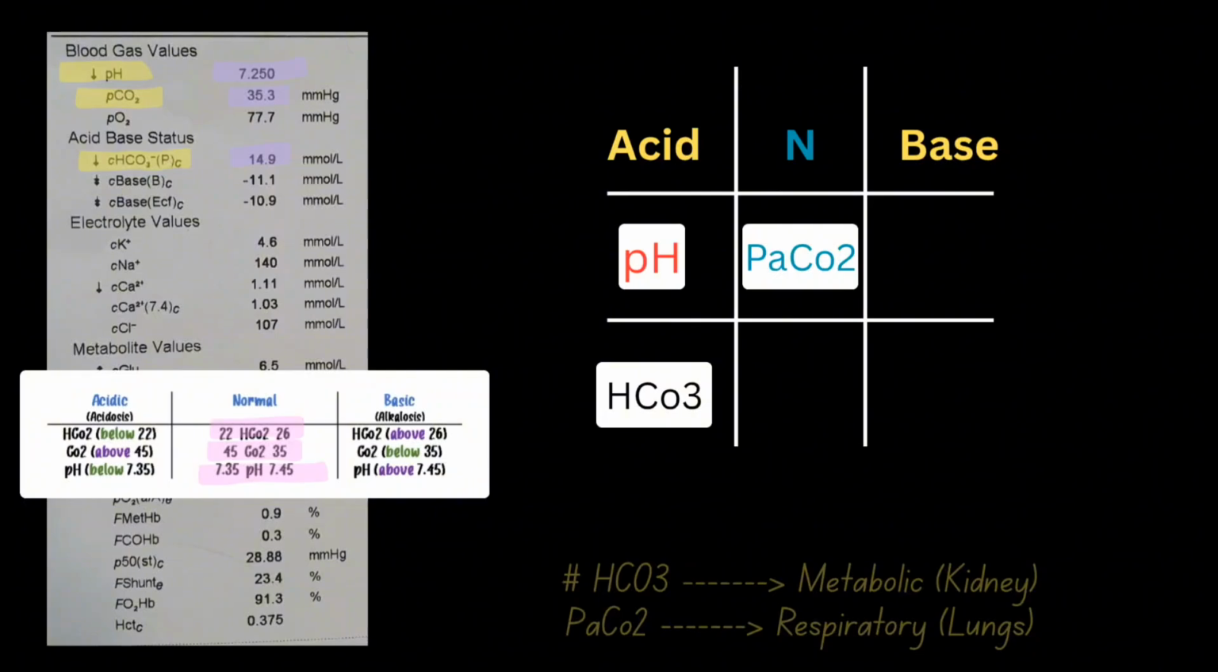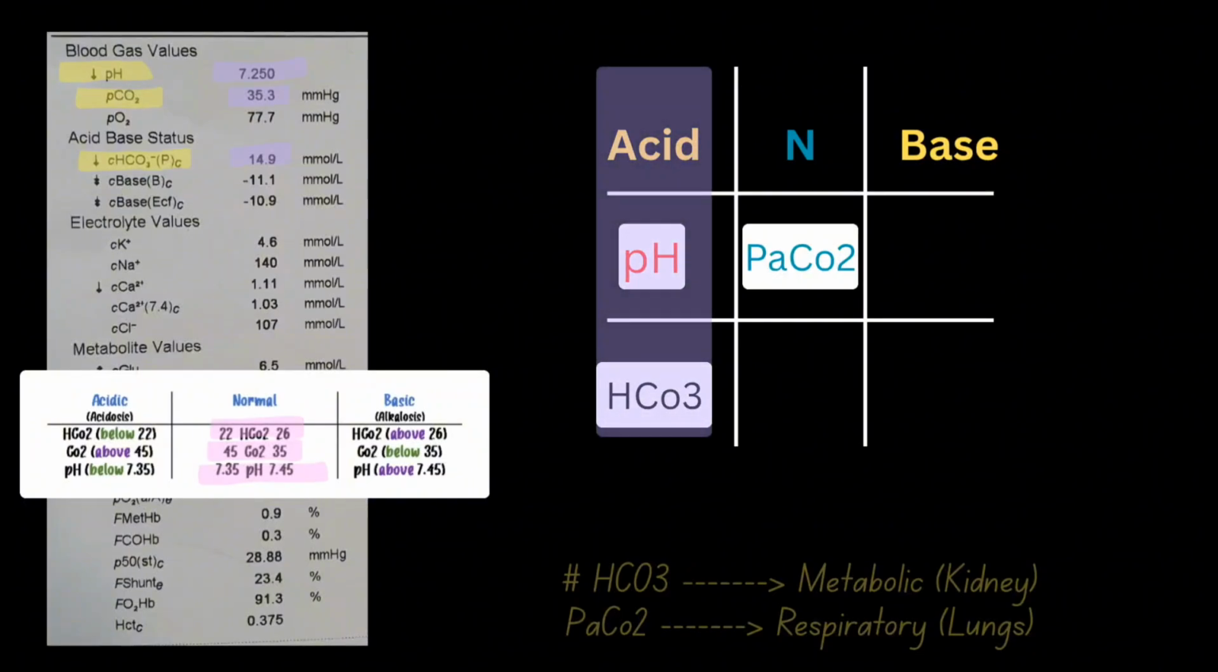Now look at the pattern. The pH and the bicarbonate are both on the acid side. That tells us the primary disorder is metabolic acidosis.